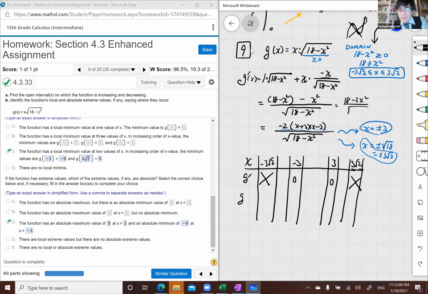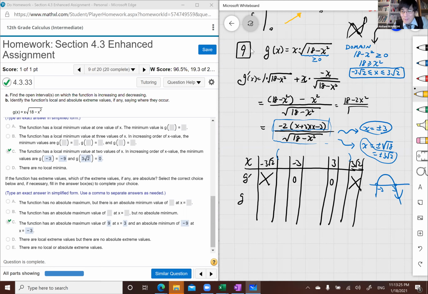Okay, how do we check if it's increasing or decreasing? You want to know when this is positive and when this is negative. In this open interval, the denominator is always positive. So the sign of this function depends on the numerator. And again, the numerator is an upside-down parabola with x-intercepts at -3 and 3.